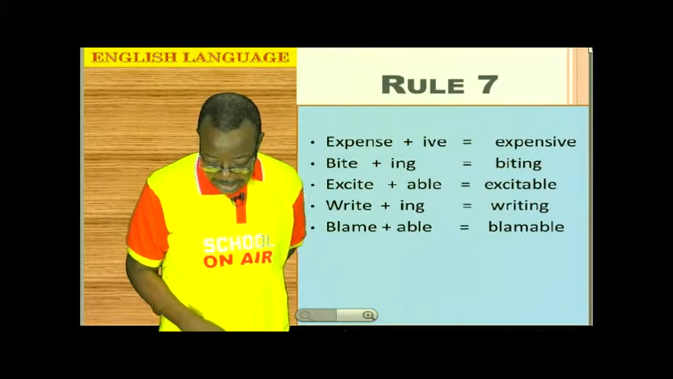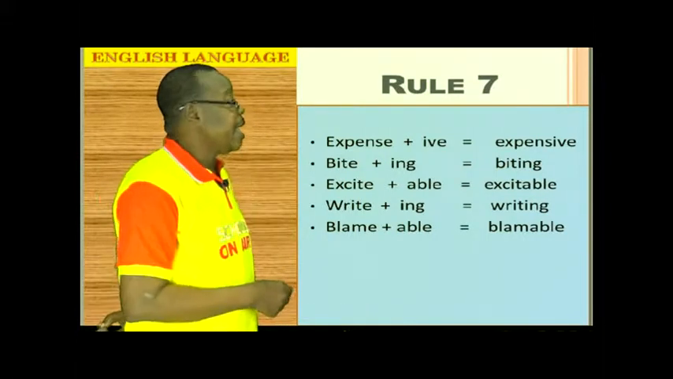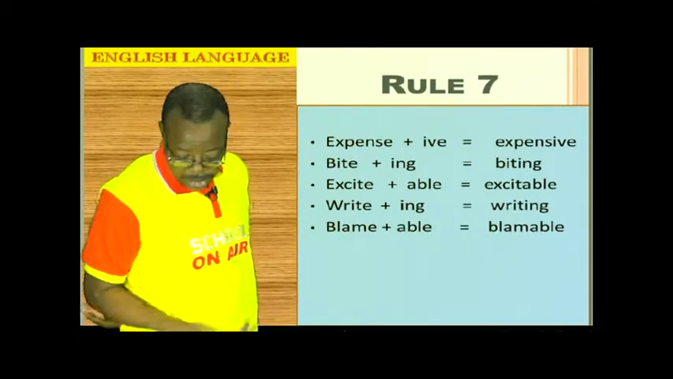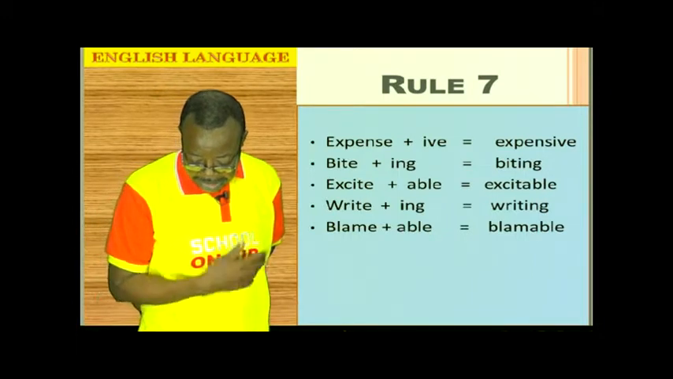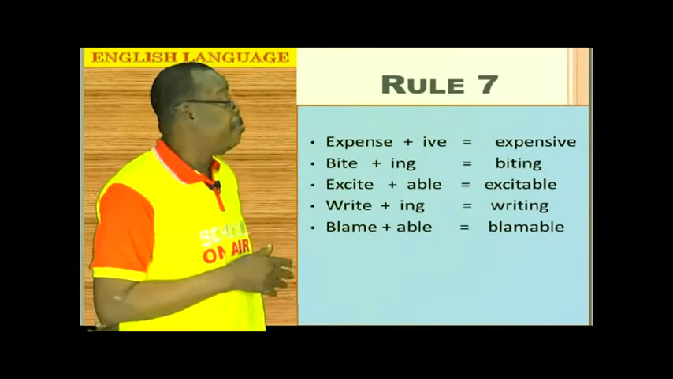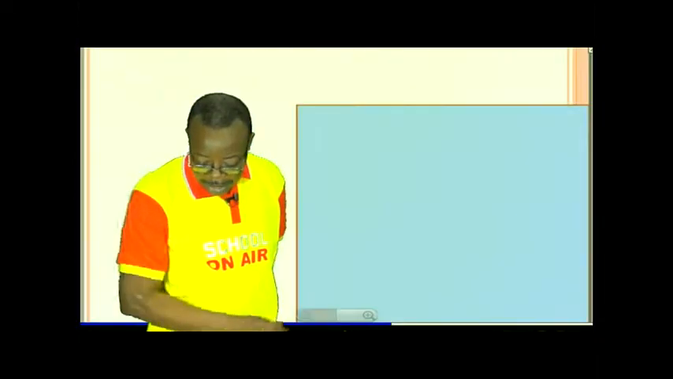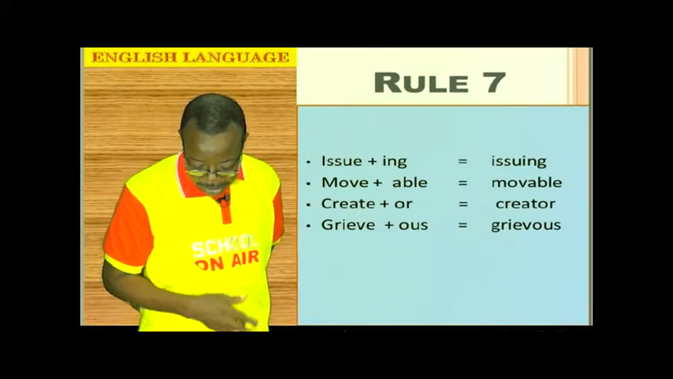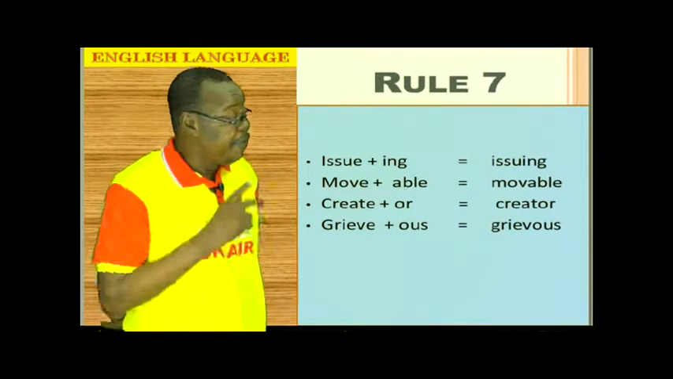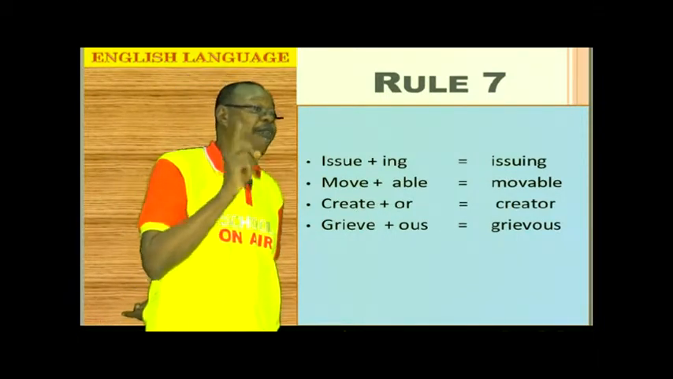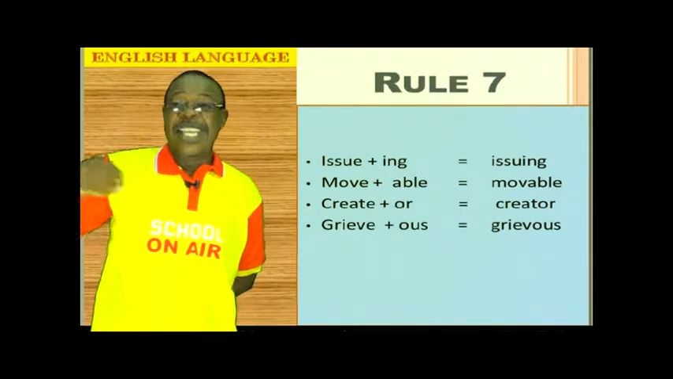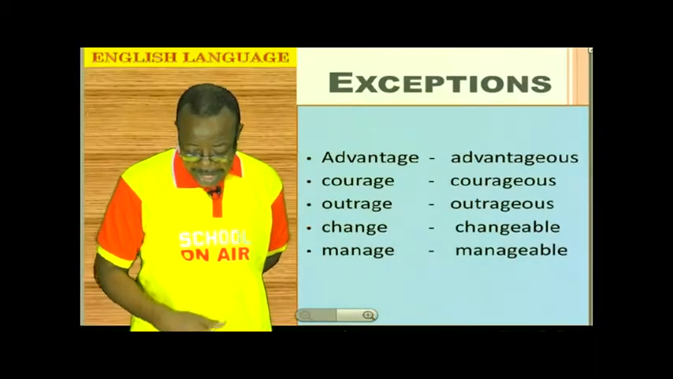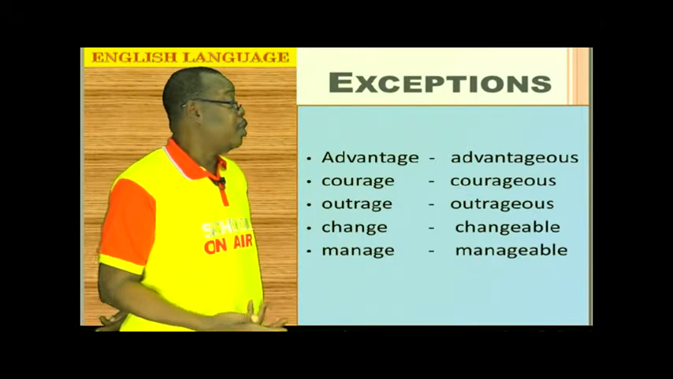Okay? Go ahead. And then you have E, you drop the E there. And so what do you have? You have expensive, biting, example, writing, and blamable. Now we look also at issuing, move, movable, create, creator, grieve, grievous. Take note of the spelling of grievous. When you spell grievous, there's no I there. It's grievous. Take note.